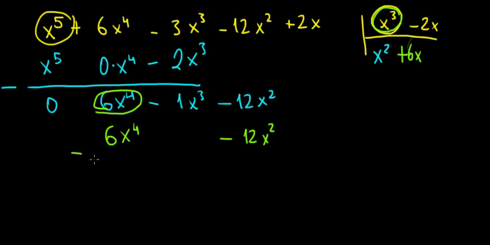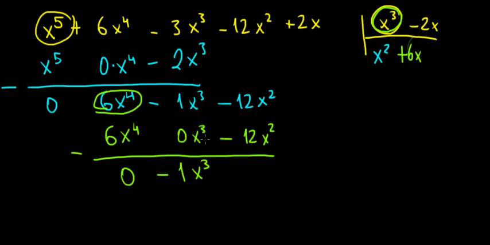Again, subtract, see what we get. 6x to the power of 4 minus 6x to the power of 4, that's just 0. Minus 1x cubed, and there's no other x cubed term, so we are left with only minus 1x cubed. And now minus 12x squared plus 12x squared, which is just 0. And let's take the 2x down.